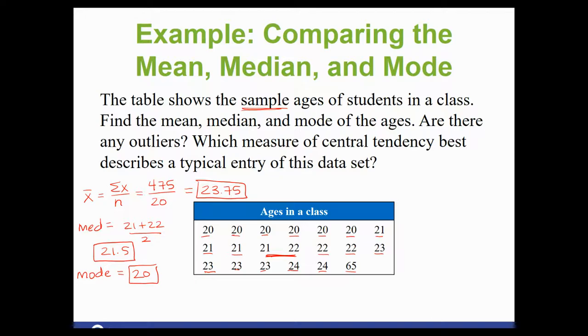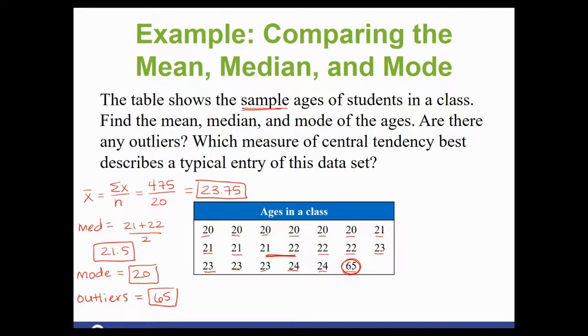Now, are there any outliers? Outliers are things that are far removed from the rest of the numbers. So in this case, we made it pretty obvious just so you could see what an outlier would look like. That would be the number 65. 65 is far away from the rest of the numbers that all happen to be between 20 and 24.